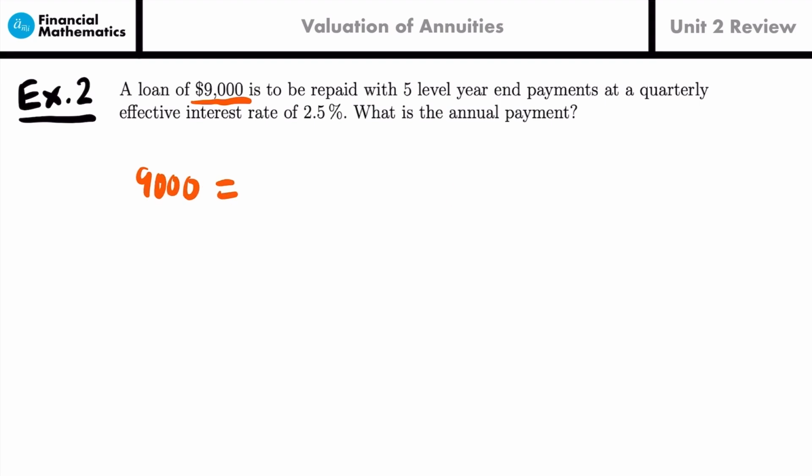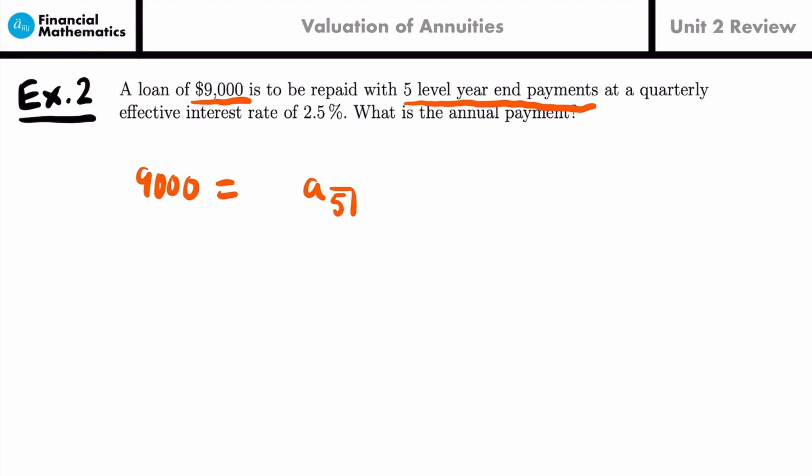It's going to be equal to the present value of our 5 level year-end payments, which, by the way, what does that mean? 5 level year-end payments? Well, what that's telling us is that we have an annuity immediate. The payments are being made at the end of every year. And so it's an annuity immediate, not an annuity due. So our notation would look like this.